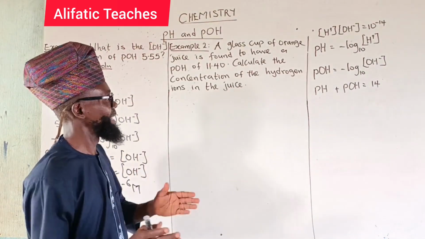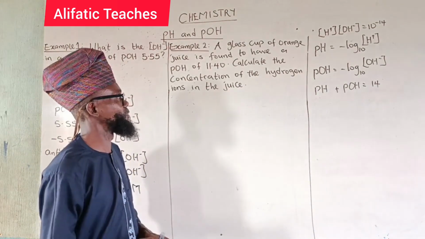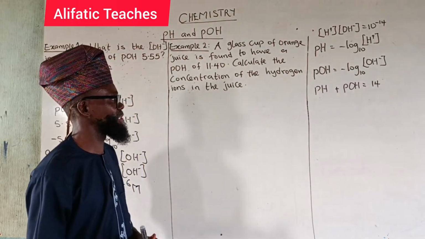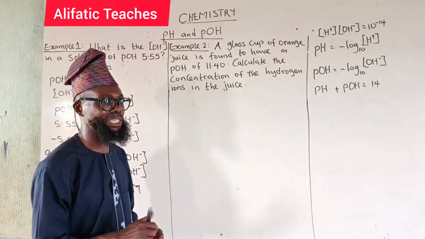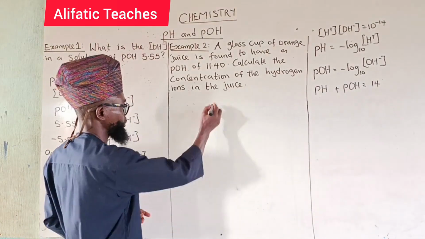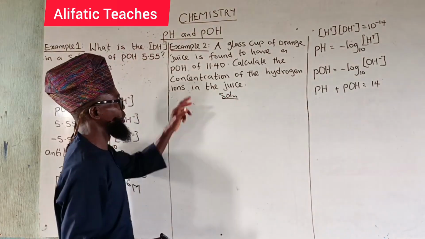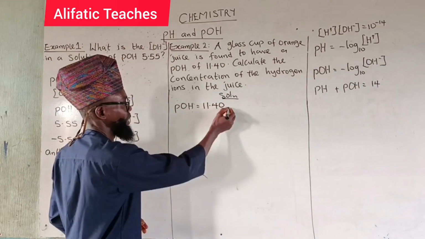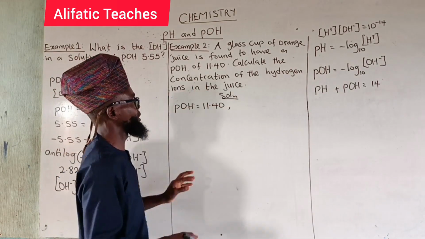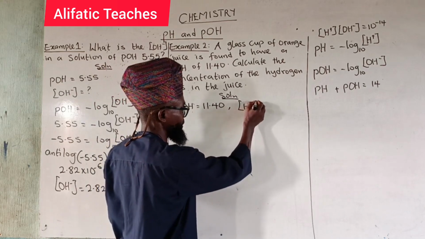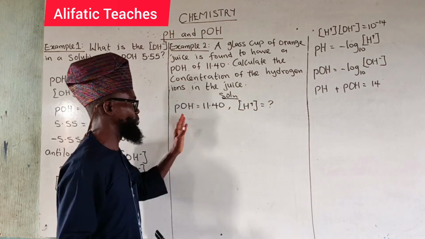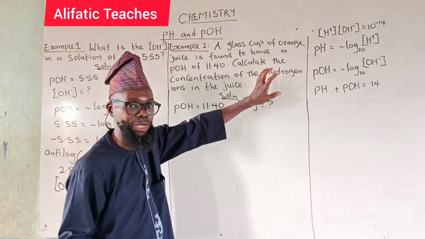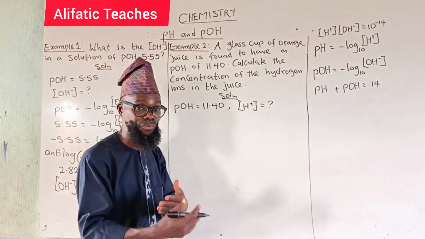Example 2. A glass cup of orange juice is found to have a pOH of 11.40. Calculate the concentration of the hydrogen ions in the juice. From this question, we are given the pOH equal to 11.40, and we are told to find the concentration of the hydrogen ion, H plus, which is unknown. You can see there is no direct relationship in the equation of pOH, but we can still use one of these formulas to start with and arrive at our final answer.